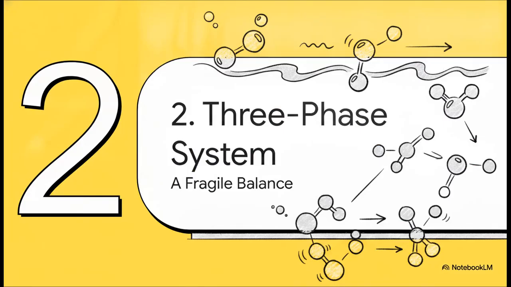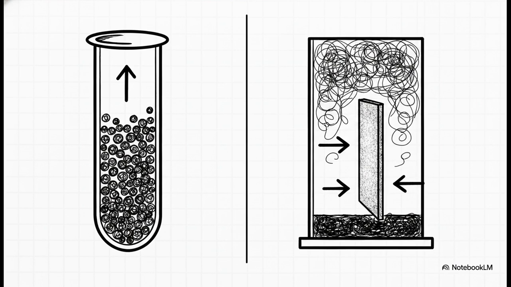Section 2. The three-phase system, a fragile balance. This is where the plot thickens. In TLC, we aren't just dealing with a liquid washing over a solid. It's a highly dynamic three-phase system. You've got the stationary phase on the plate, the mobile phase creeping up, and this is the kicker, the vapor phase filling the chamber. Inasmuch as this vapor phase is in constant equilibrium with both the mobile and the stationary phases, it creates an environmental balancing act that you just don't see in the pressurized closed tubes of HPLC.